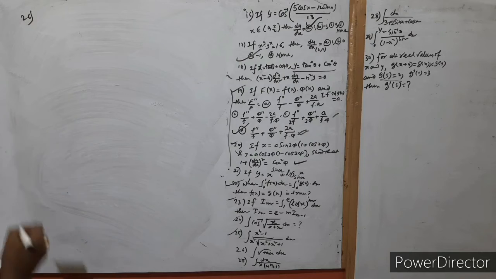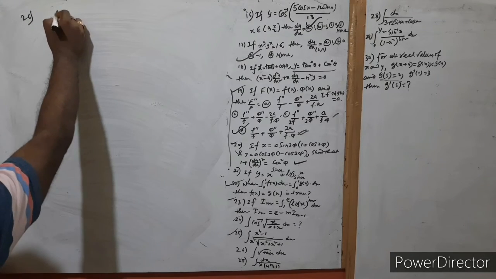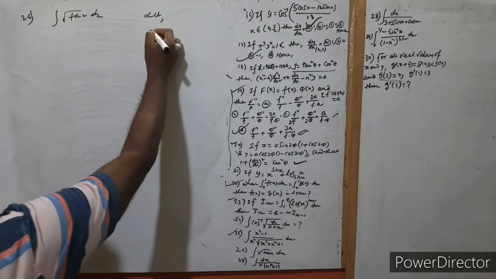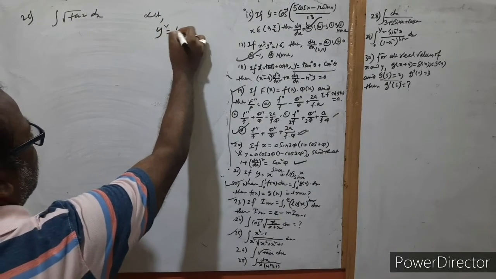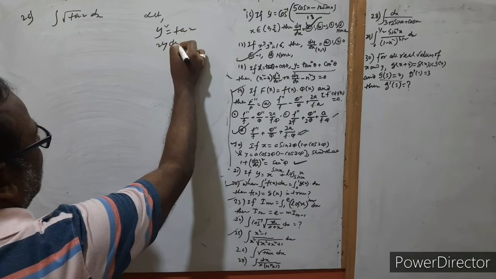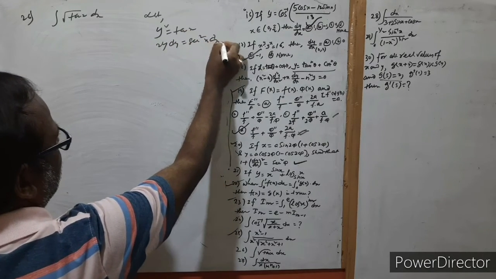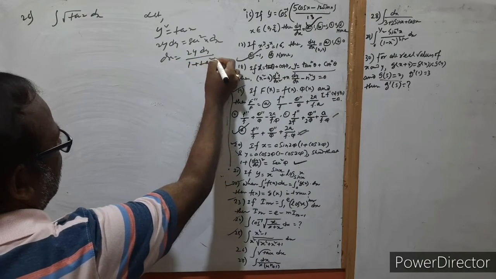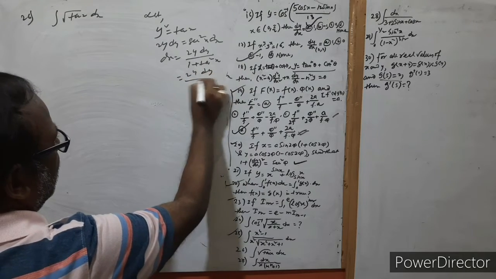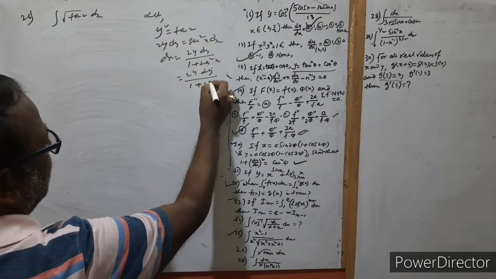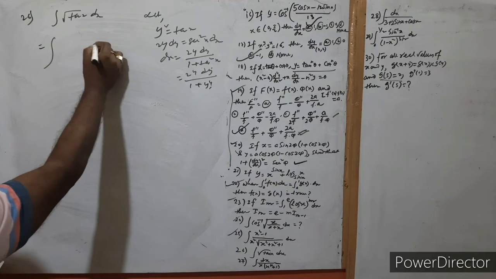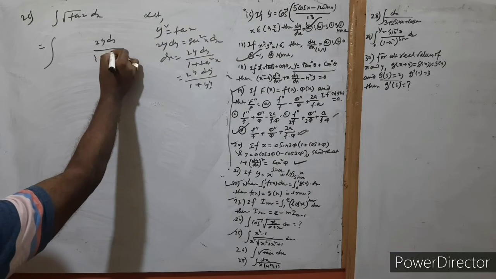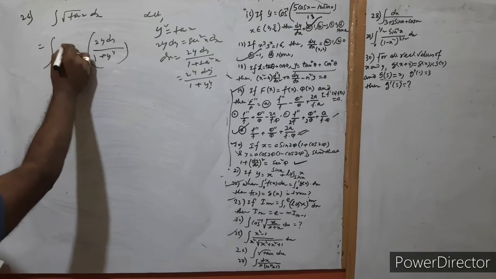Problem 26: the integral of root tan x dx. Let y squared equal tan x, so 2y dy equals sec squared x dx. So dx equals 2y dy over 1 plus tan squared x, and tan squared x means 1 plus y to the power 4. In place of dx, we put 2y dy by 1 plus y to the power 4.